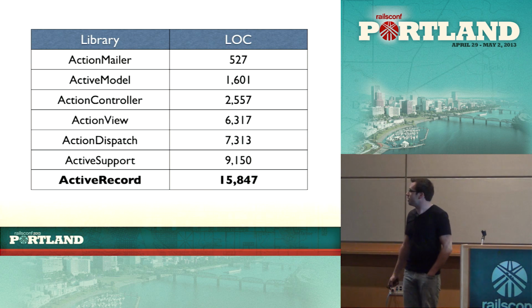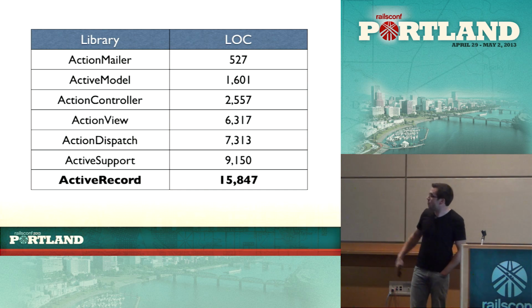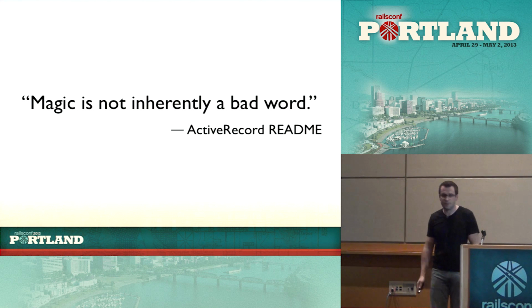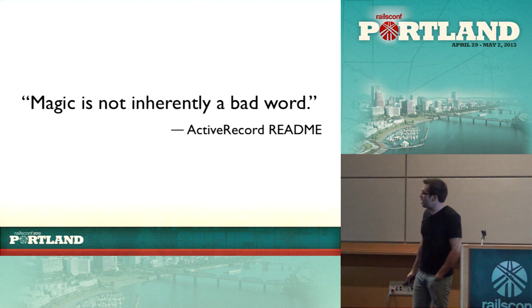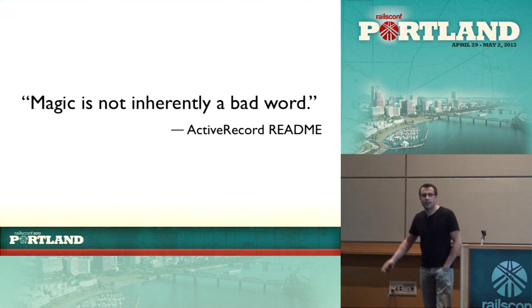ActiveRecord, barring active support, is easily twice or more the code size of just about any other part of Rails, right? In fact, if you throw out active support, it's more than the code size of everything left. So from the documentation for ActiveRecord, one of the design philosophies behind it is "magic is not inherently a bad word." I agree. Magic is not necessarily a bad word.